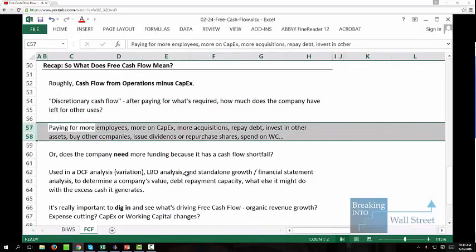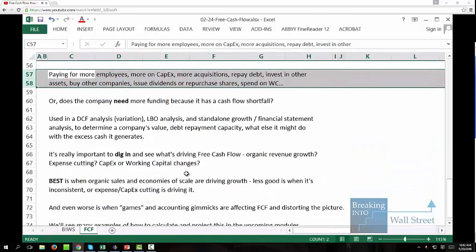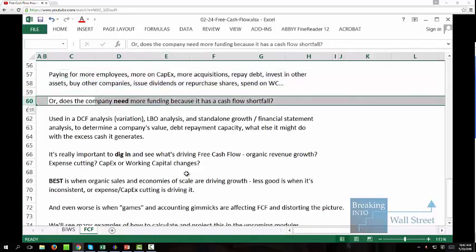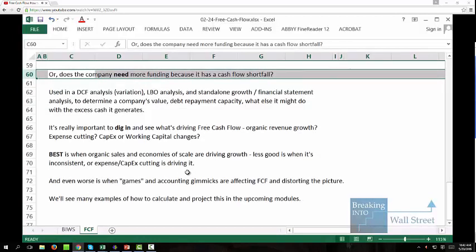After it pays for employees, should it pay for more employees? Should it spend more on Capex, more on acquisitions? Should it repay debt? Should it invest in other assets? Should it buy other companies? Should it issue dividends or repurchase shares? Should it spend more on working capital? Or if it's negative, does the company need more funding because it has a cash flow shortfall?